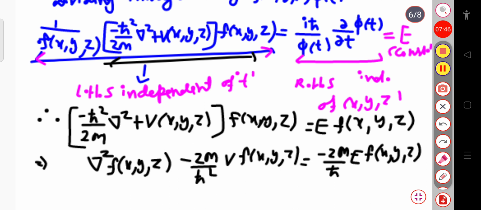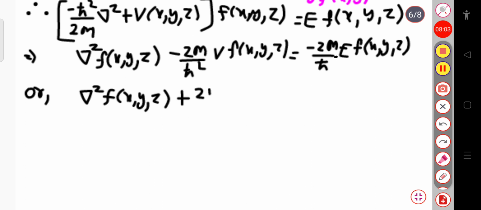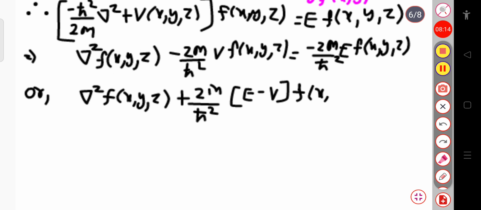Now if I write it precisely, this can be written as delta square f of xyz, and the right hand side term, if I take it to the left hand side, will be plus 2m divided by h cut square whole into e minus v whole into f of xyz, and that is equal to 0. Let me call this equation number 2. This equation is called the Schrodinger time independent equation.